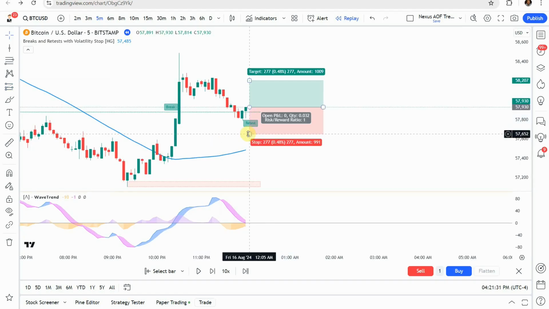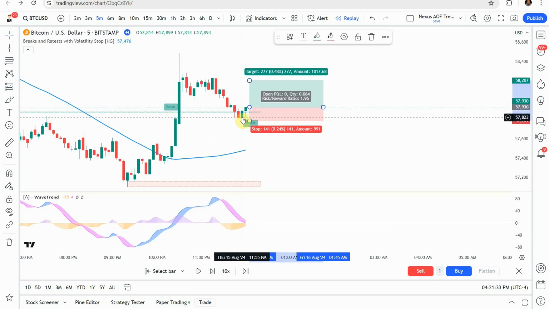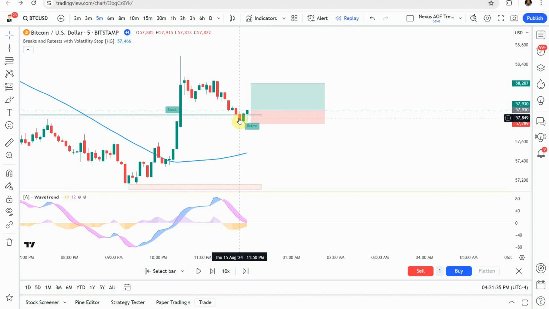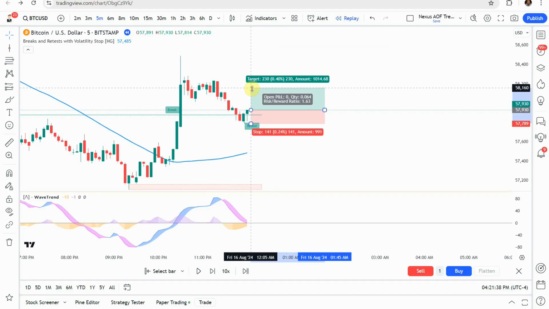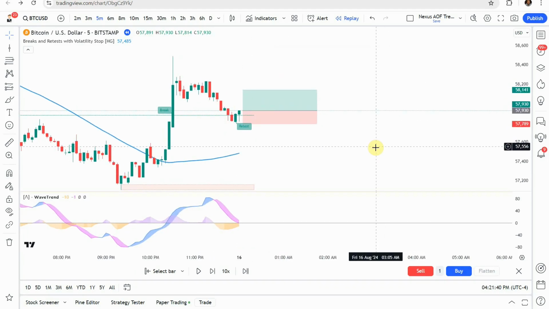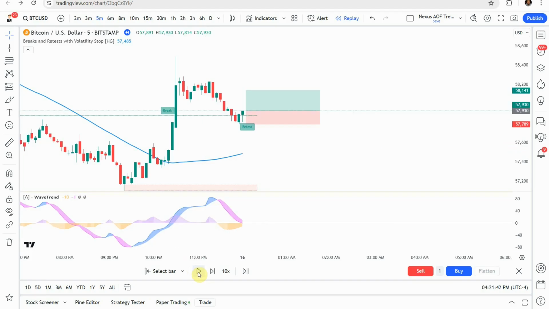You'll put your trade right here, put your stop just right below this pivot that formed in the retest, and target a 1 to 1.5 risk reward right about there. Let's play this forward and see how it plays out.